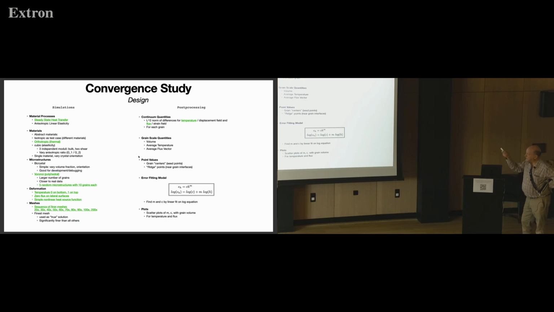And then we're going to process all these. That'll be 50 simulations, and we're going to process them all to find the L2 norm of the differences for temperature with the finest mesh, and also for the flux. Then we'll look at grain average quantities, point values, and so forth. And then for the error fitting model, we're just going to do a simple linear fit on the log.